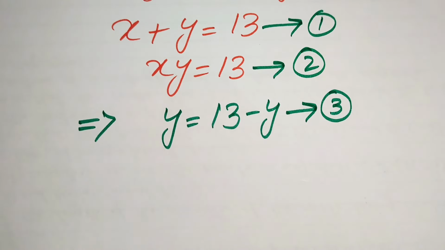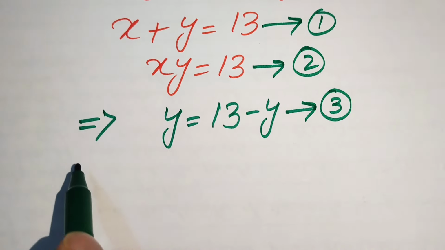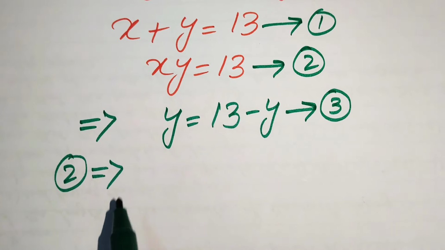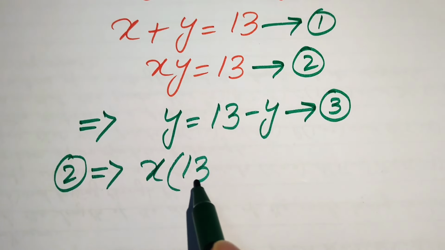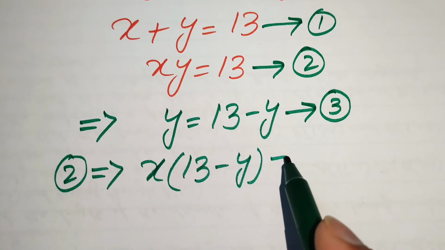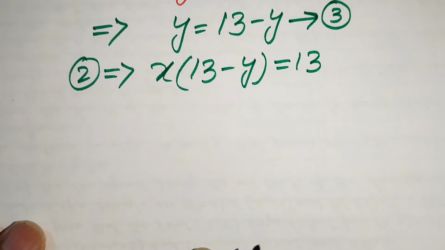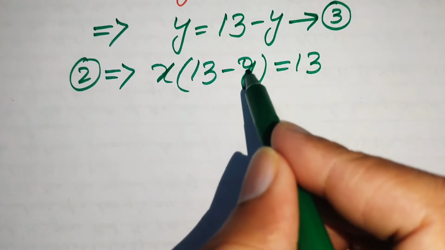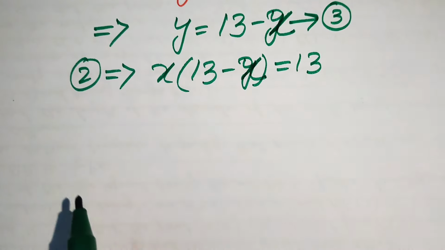Further, in order to find the values of x and y, we need to substitute this value of y in equation number 2. So equation number 2 implies x times y, where the value of y is 13 minus x, equals 13. Okay, so here we need more simplifications. Sorry, this is our x, because we moved x to the right hand side. This is again our x.